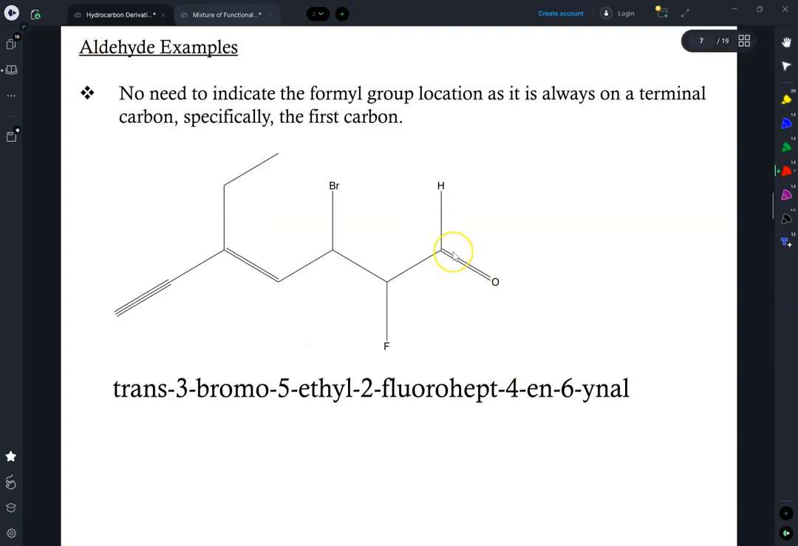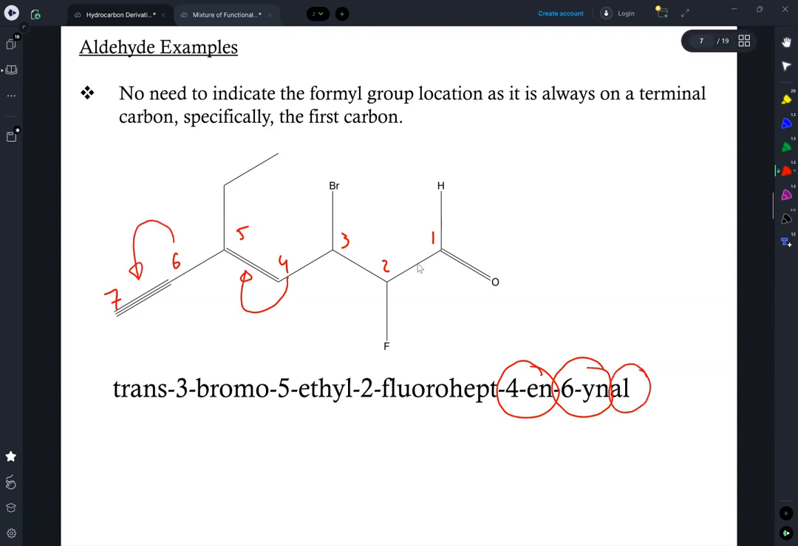Because the formyl group is always at the end, and the formyl group is high priority, by convention it is always going to be carbon number 1. 2, 3, 4, 5, 6, and 7 being the longest continuous carbon chain I can find that includes my formyl group, and that's why the parent chain is called hept for 7 carbons. On the number 4 carbon there's a double bond, so that's why it says 4-ene. On the number 6 carbon we have a triple bond, that's why it's 6-yn.